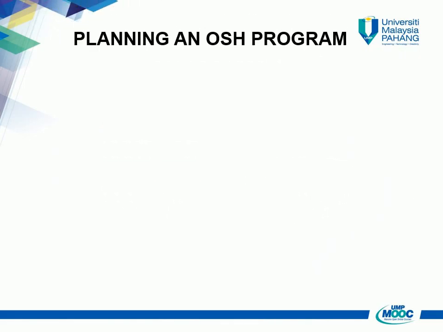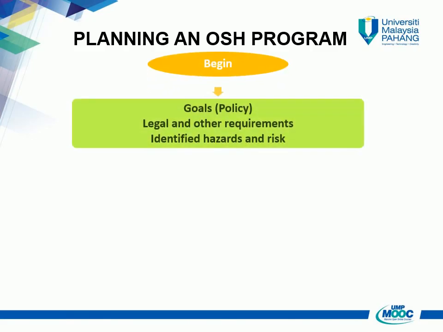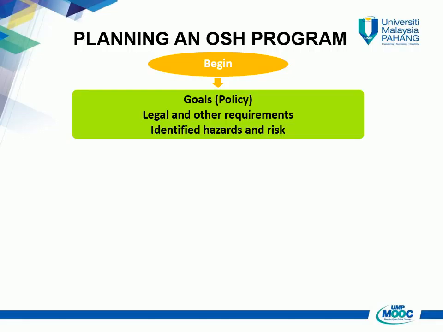In planning an OSH program, it begins with the goals of our OSH program that can be referred back to the company's OSH policy. Legal and other requirements should also be referred to ensure all programs implemented are obliged with the law. Hazards and risks should also be referred to ensure all OSH programs conducted are able to cover all the hazards and risks identified.